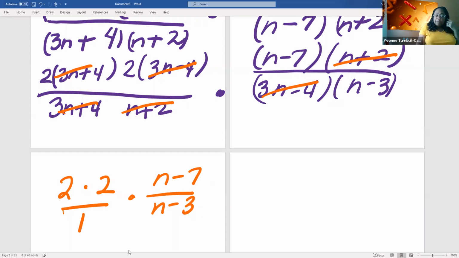I know this problem was quite involved, so I suggest for you to better understand it, go back through it and just listen to it step by step. And then you might try working it as you do it. So we have 4 times n minus 7 over n minus 3 is our final answer.